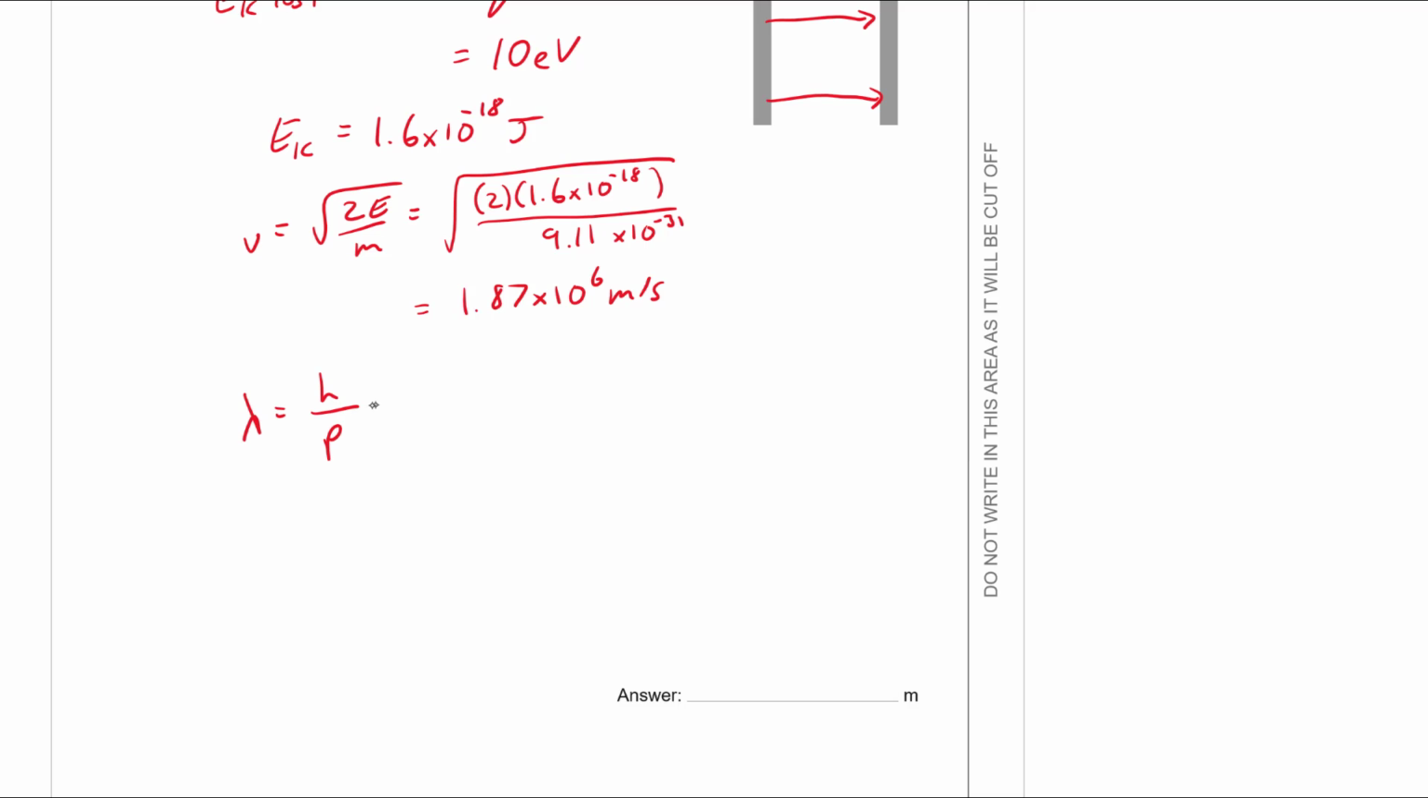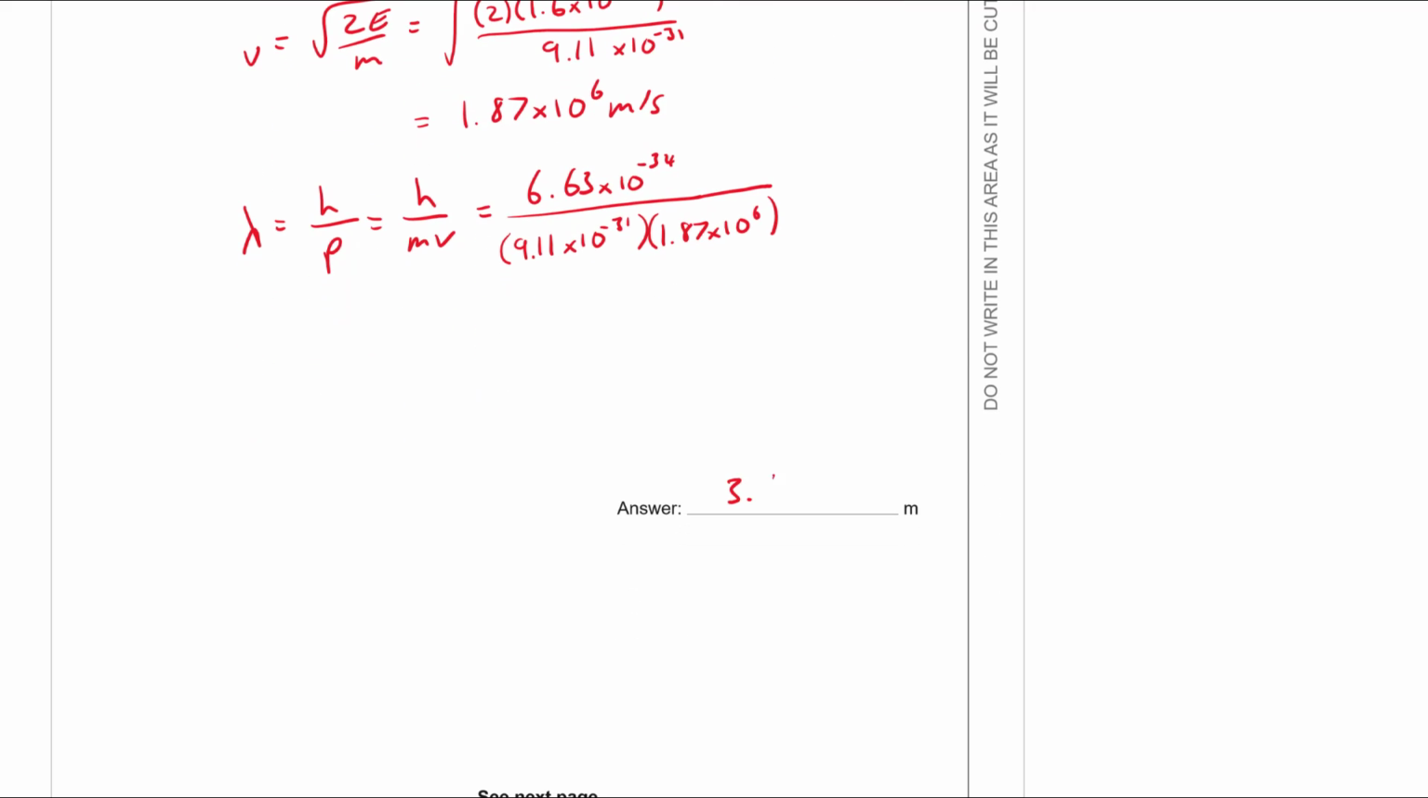So that's from your formula sheet, sub in MV, and put the values in. Right, and what you should get is 3.89 times 10 to the negative 10 meters for your wavelength.